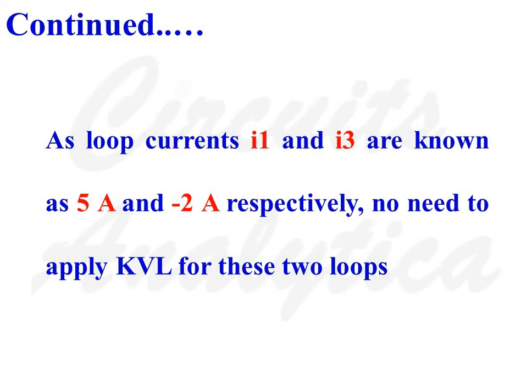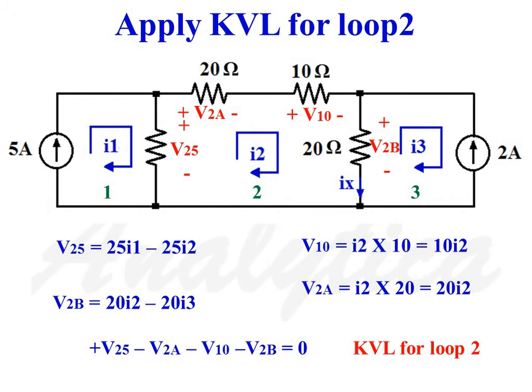As loop currents I1 and I3 are known as 5 ampere and minus 2 ampere respectively, no need to apply KVL for these two loops. So let us apply KVL for the second loop. In the second loop there are 4 voltage terms: voltage drop across the 25 ohm resistance V25, across the 20 ohm resistance V2A, across the 10 ohm resistance V10, and across the 20 ohm resistance V2B.